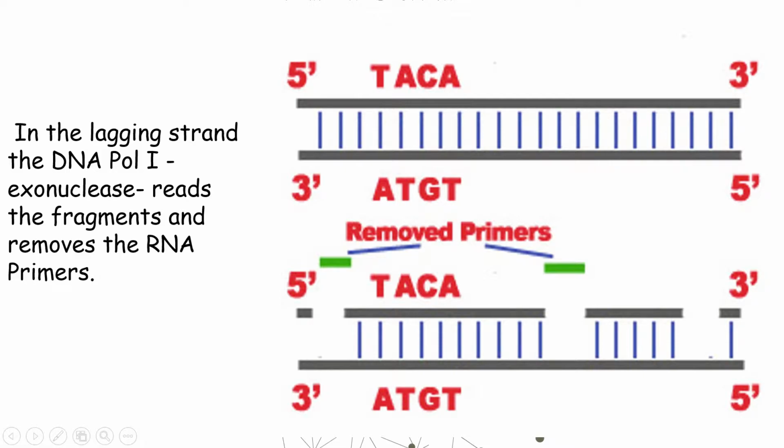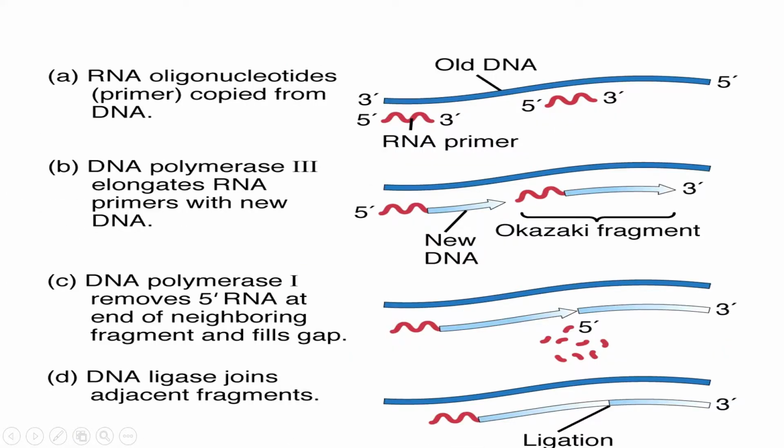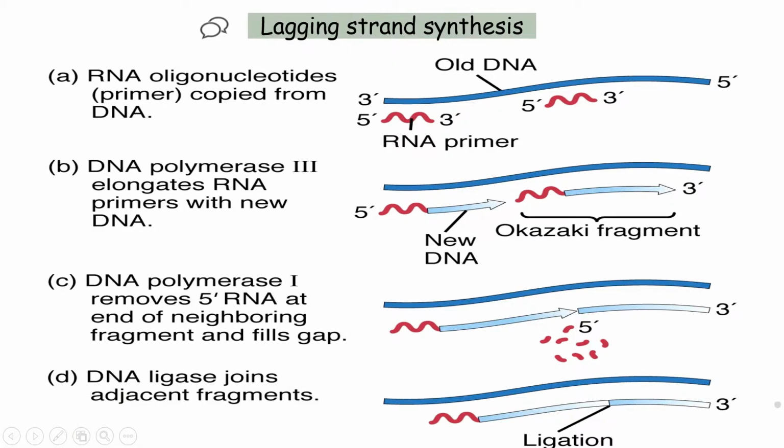In the lagging strand, the DNA polymerase I exonuclease reads the fragments and removes the RNA primers. This picture shows the whole process of the elongation. The first one is RNA primer copied from DNA, and then DNA polymerase 3 elongates RNA primers with new DNA. And DNA polymerase I removes the 5' RNA at the end of the neighboring fragment and fills gaps. The last step is DNA ligase joins adjacent fragments.